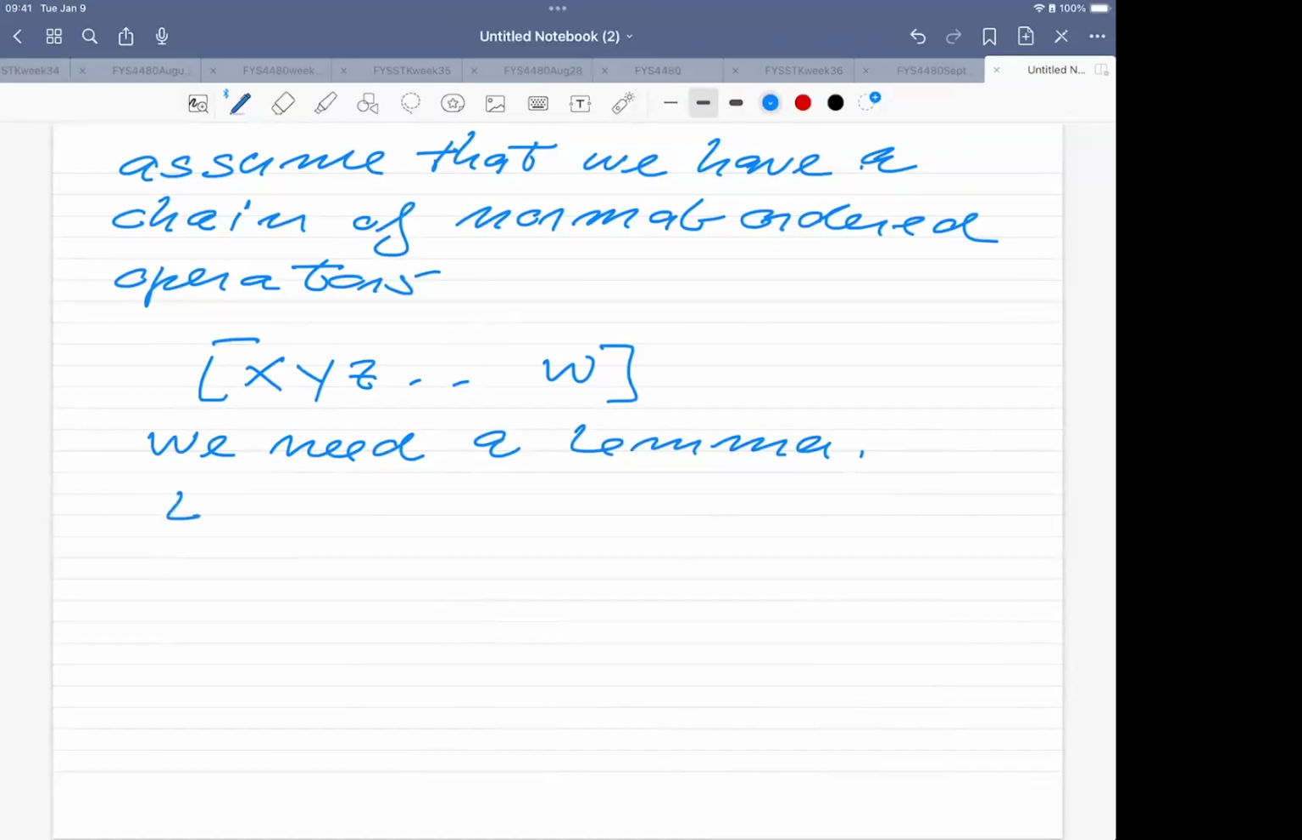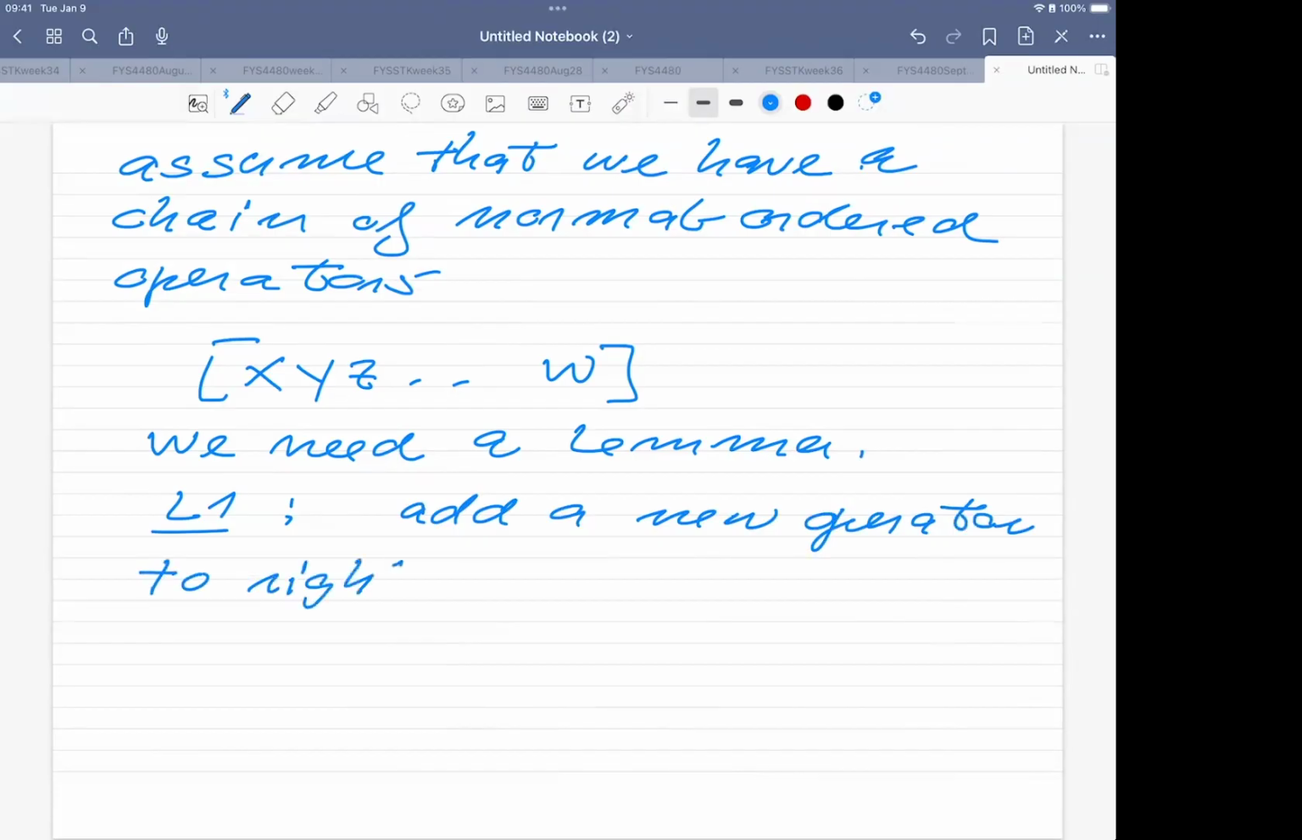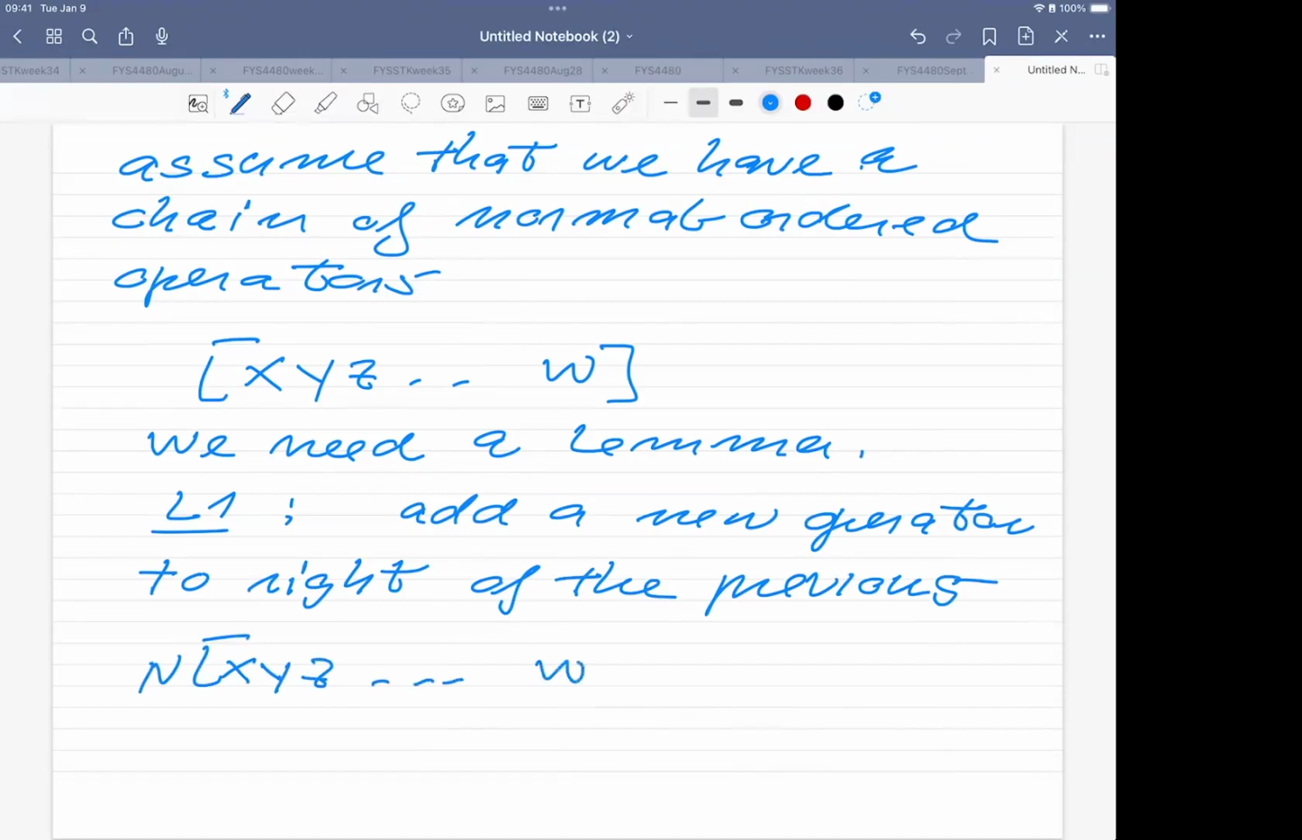So this lemma L1 stays the following. We add a new operator to the right of this chain, of the chain or the previous chain, which is a chain of normal ordered operators. So what we have then, when we set it up as a normal ordered chain, we have X, Y, Z up to W, and we add an operator omega.